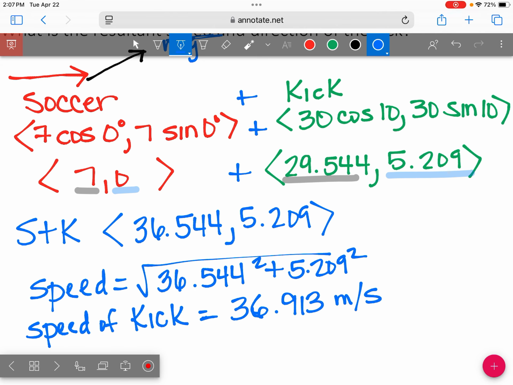Okay, that's what I got. This is not in miles per hour, this is in meters per second. That's the speed. So that's your first answer.